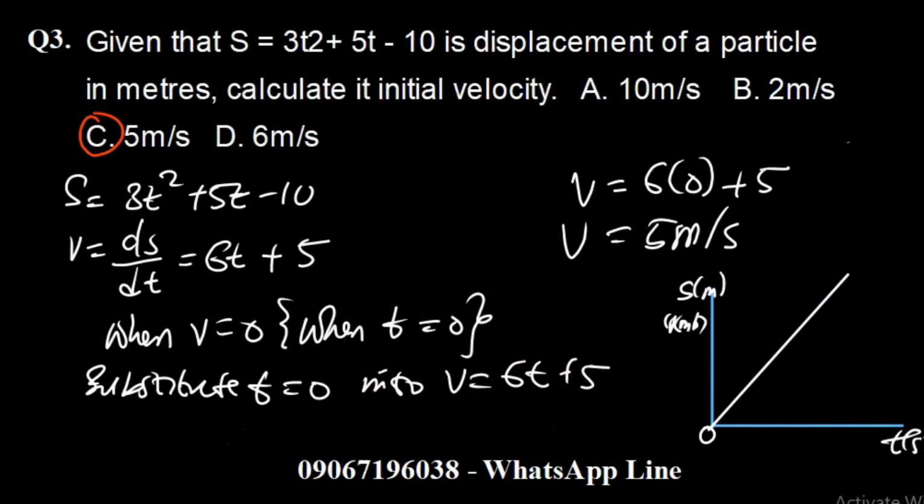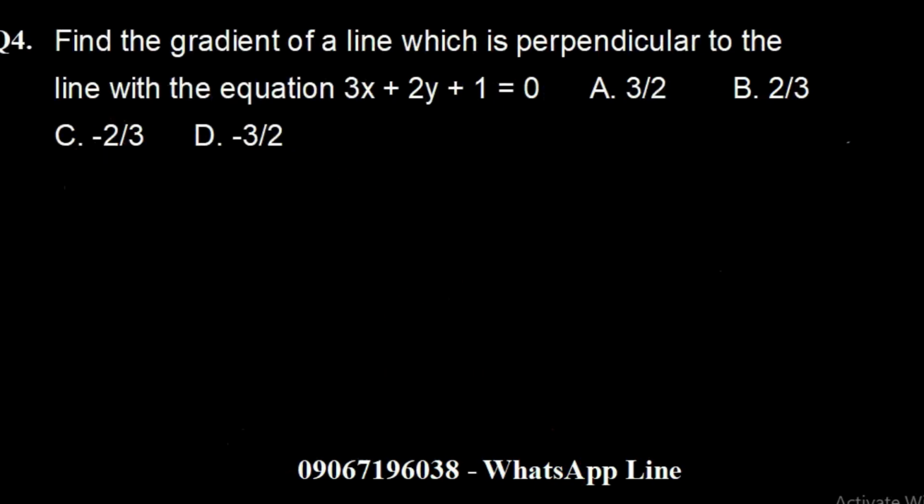Let's quickly go on to the next question. Now in the next question, we are asked to find the gradient of a line which is perpendicular to the line with the equation 3x plus 2y plus 1 is equal to 0.